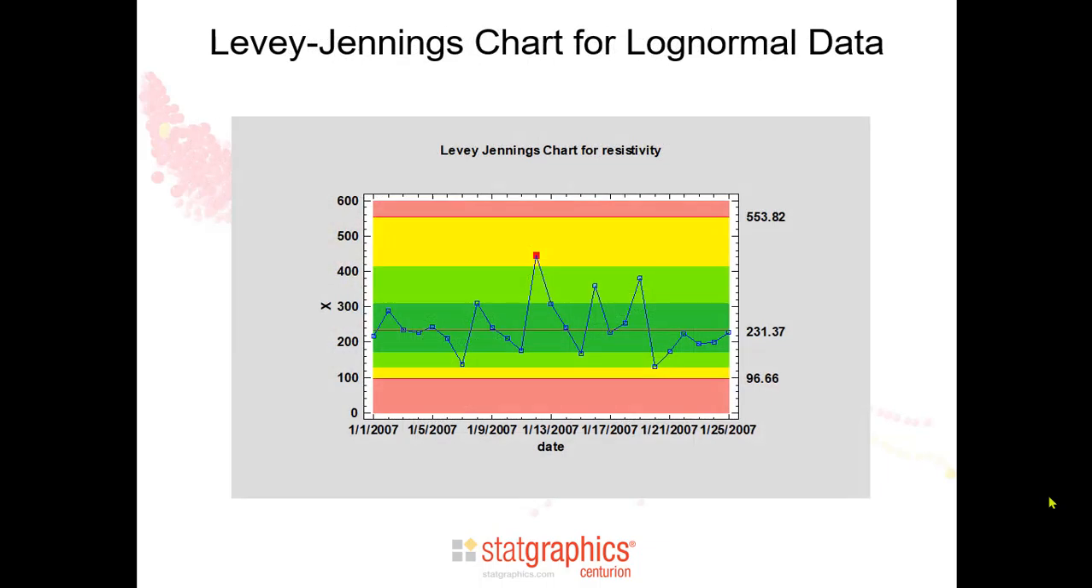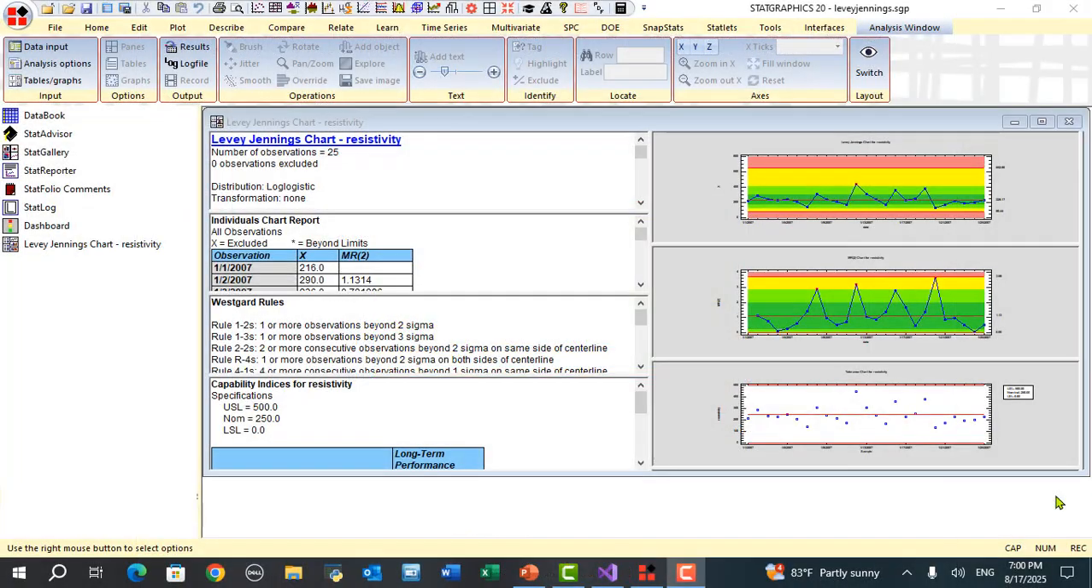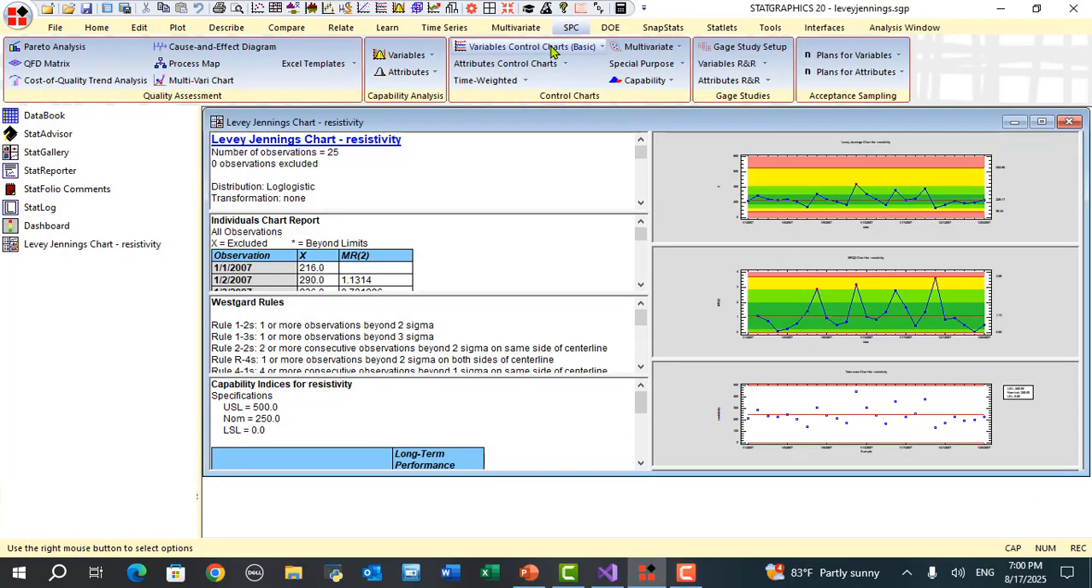For example, here you see a Levey Jennings chart that assumes that the data comes from a log normal distribution. In this case, you'll notice that the control limits are not symmetrically spaced around the center line. Instead, they capture the positive skewness of log normally distributed data. In Statgraphics version 20, you'll find the Levey Jennings charts under SPC, Variables Control Charts, Levey Jennings chart.